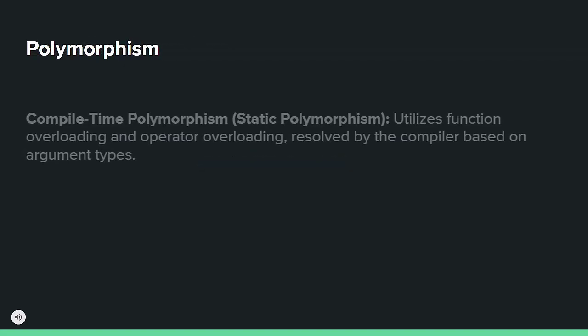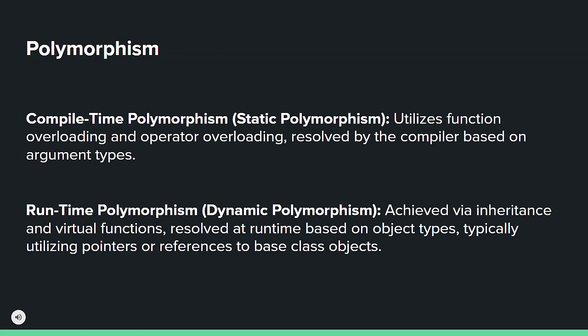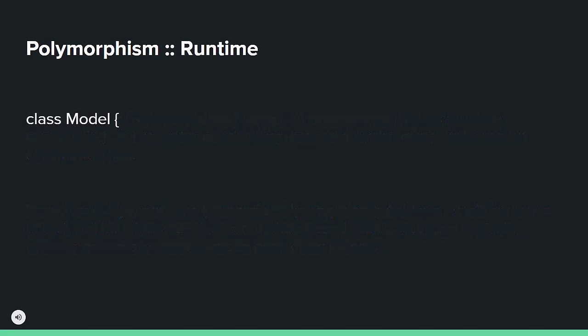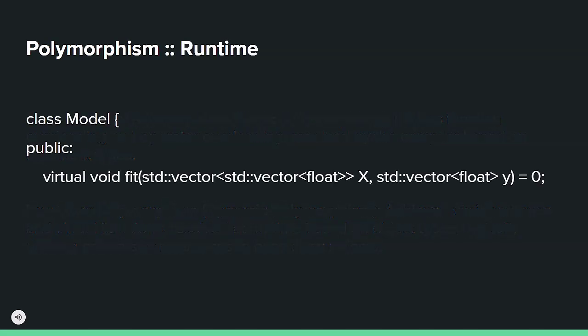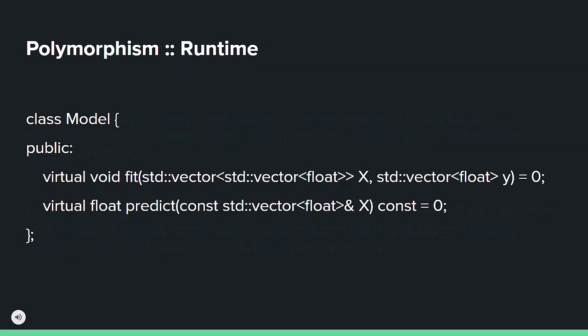Compile time polymorphism: the compiler resolves based on argument types. Runtime polymorphism: resolved at runtime based on object types. These pure virtual functions serve as placeholders for all models to be built upon, while in the previous example, polymorphism was demonstrated through operator overloading.